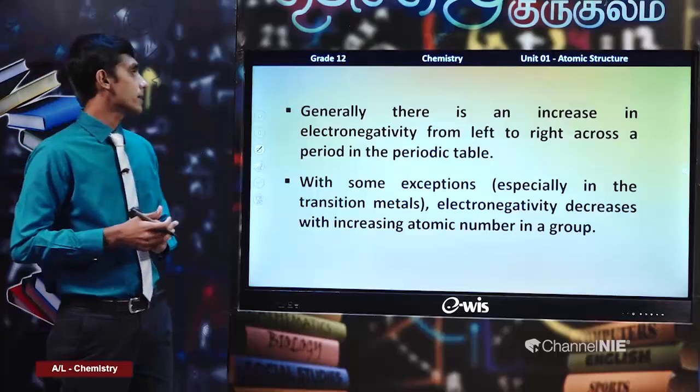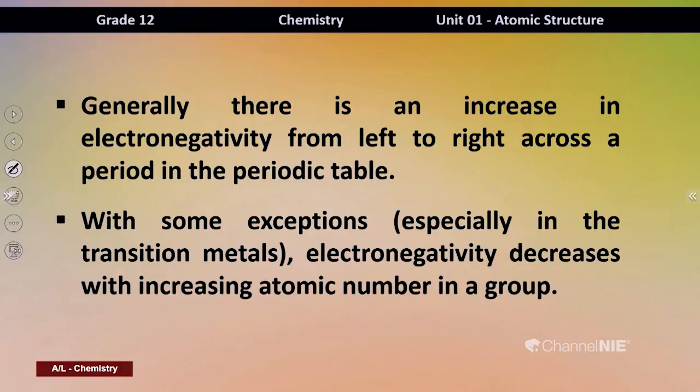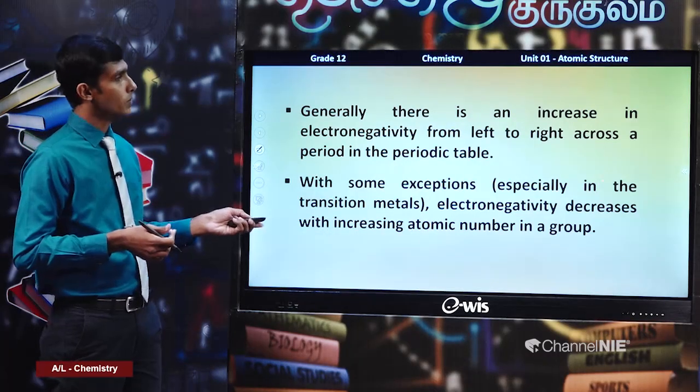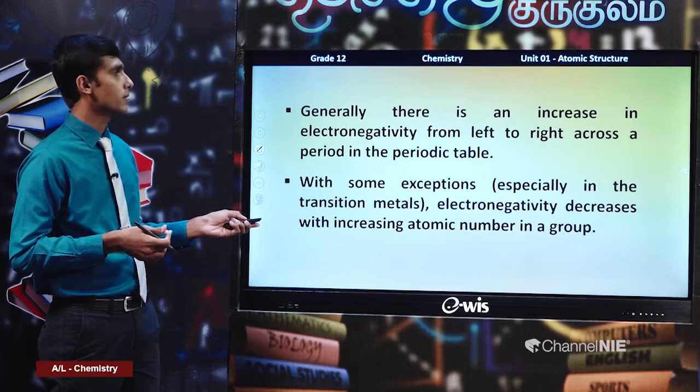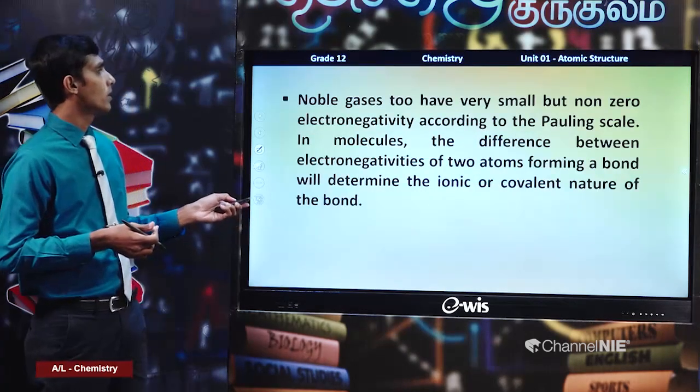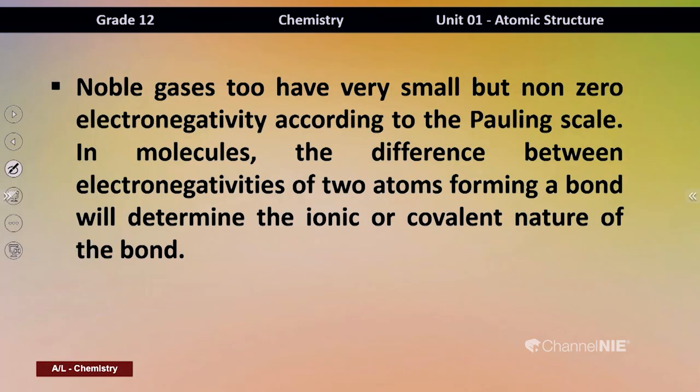Now, there is an increase in the electronegativity from left to right across a period. With some exceptions, electronegativity decreases with an increase in the atomic number in a group. On moving down the group, it decreases. The reason is again the increase in the radius down the group. Noble gases do have small but non-zero electronegativities according to the Pauling scale.